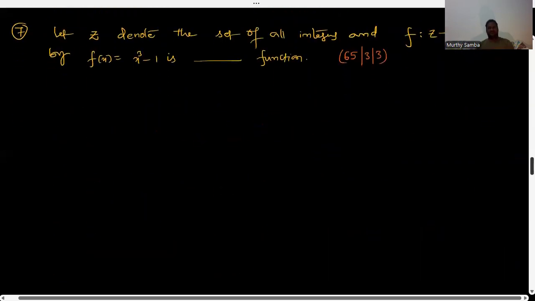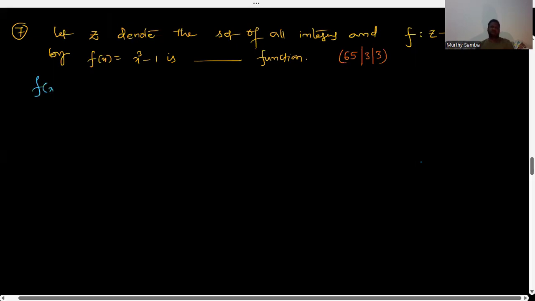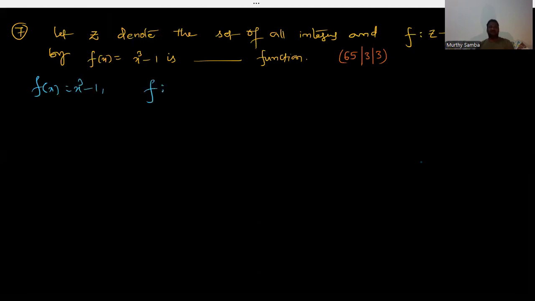Right? Good. Next, moving on to the next problem. f of x is equal to x cube minus 1. Same kind of problem here. So the problem given here is f of x is equal to x cube minus 1, and f is a function defined from Z to Z. Z is nothing but the set of integers, right? Now checking for one-to-one function. How to check whether it is one-to-one or not?